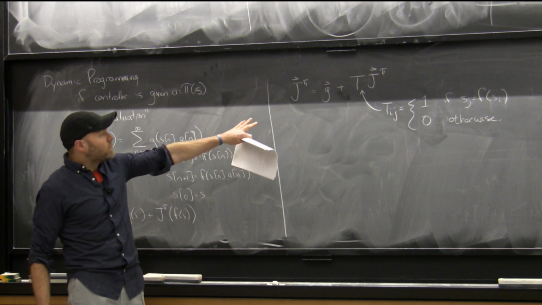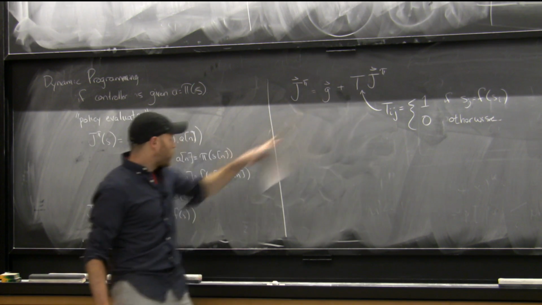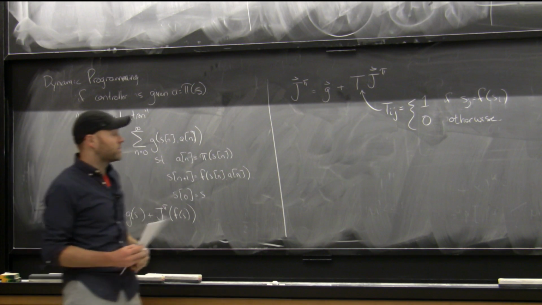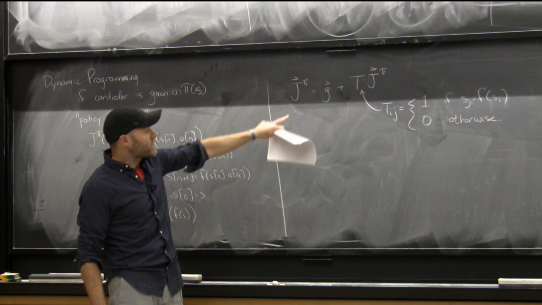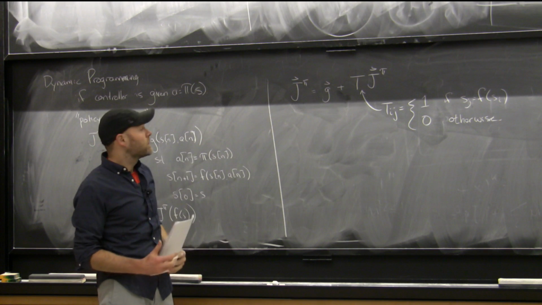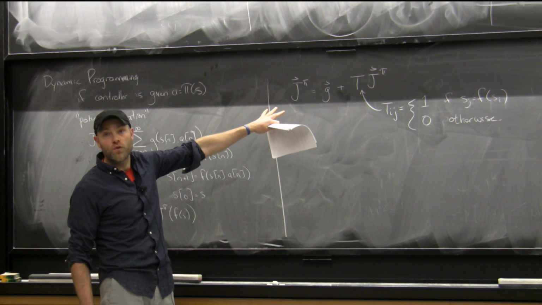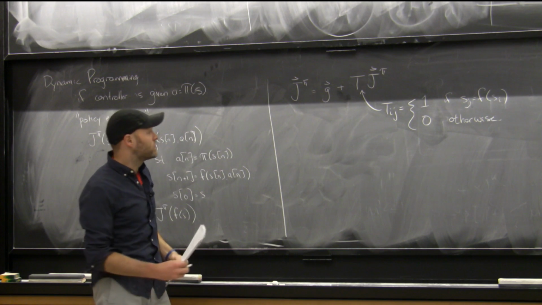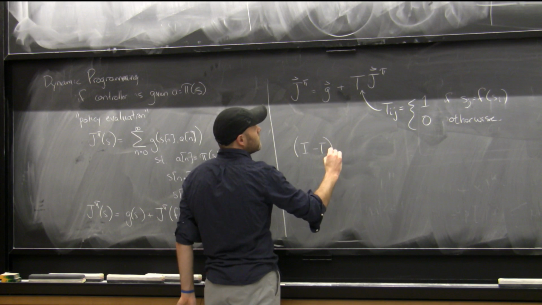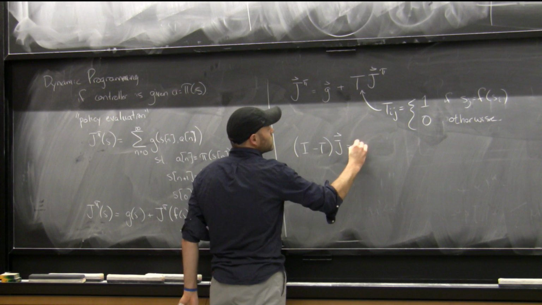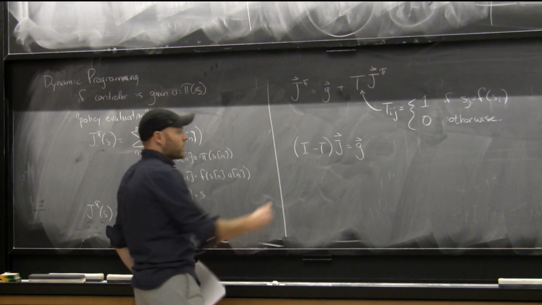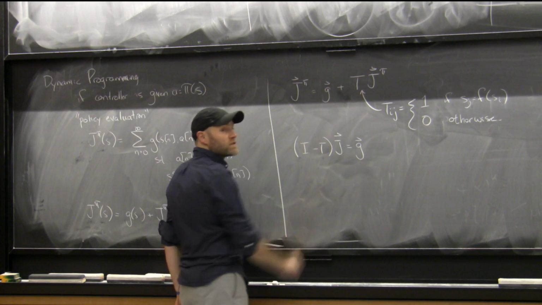Okay, so this is just an equivalent version of that in the special case where J takes discrete values at discrete locations. What's amazing about that equation? That's just a linear equation, right? So I can solve that in closed form for J, right? So, you could write I minus T times J hat equals G. You can invert that. Whether this is invertible or not puts some requirements on T.